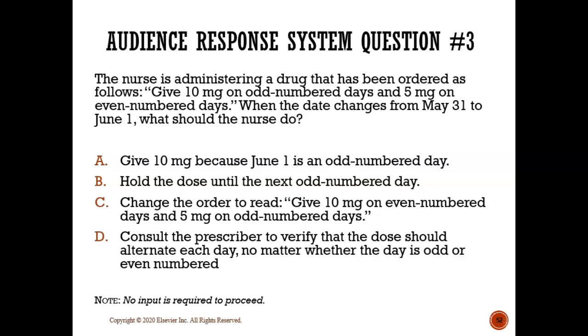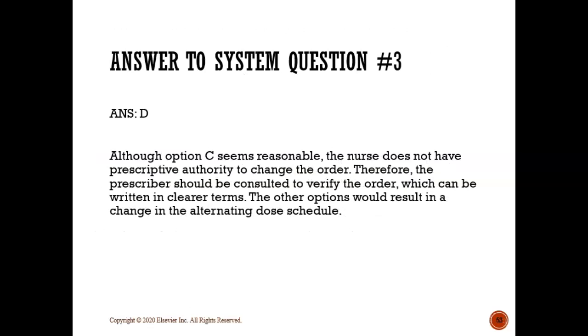Okay, the right answer is D. Although option C seems reasonable, the nurse does not have the prescriptive authority to change the order. Therefore, the prescriber should be consulted to verify the order, which can be written in clearer terms. The other options would result in a change in the alternating dose schedule. Again, with a scenario like this, if it's so confusing, please clarify and don't assume.